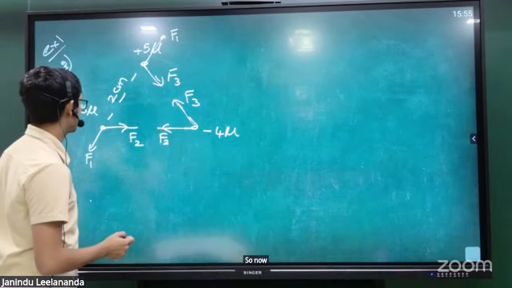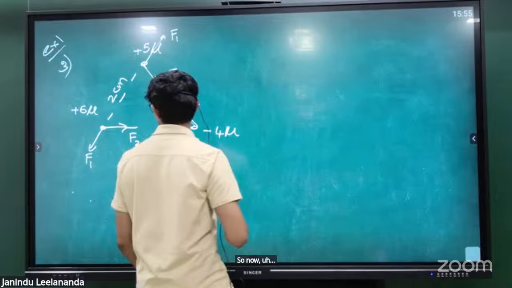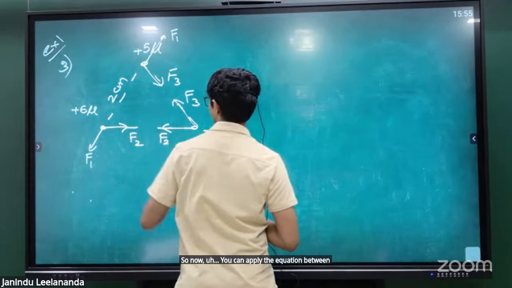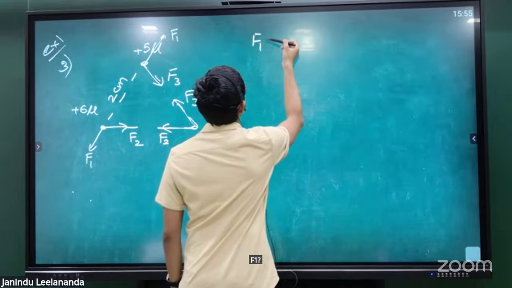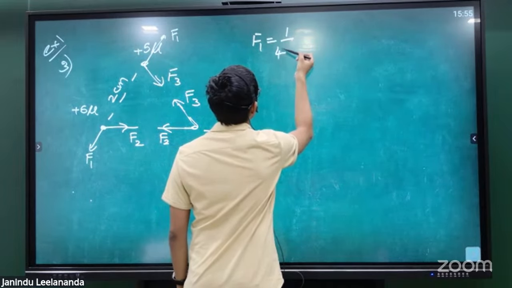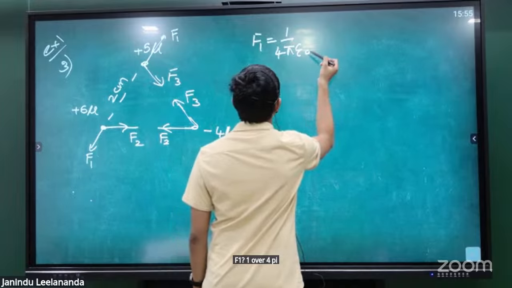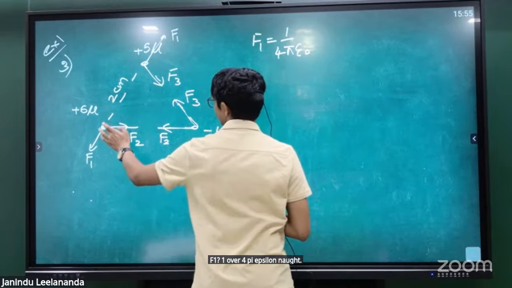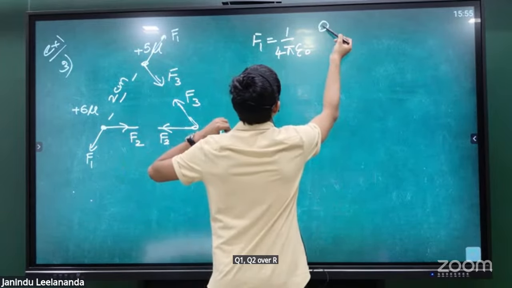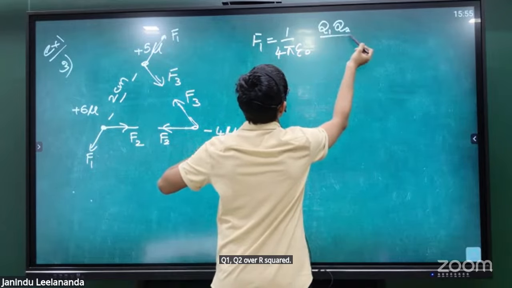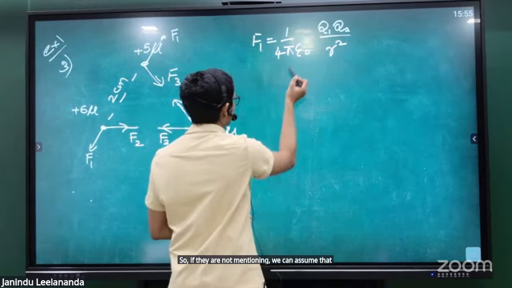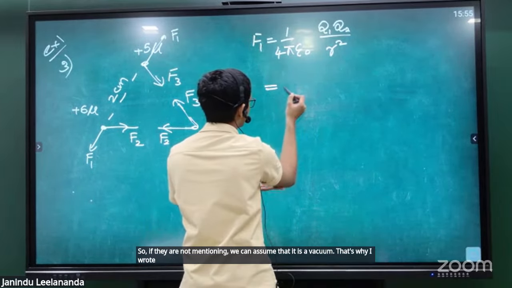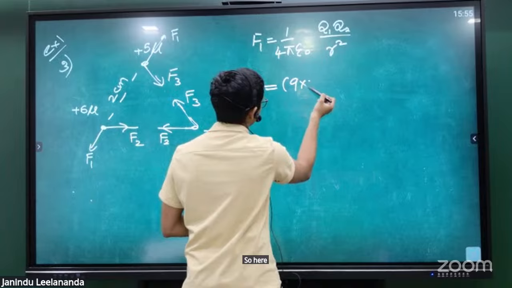So now you can apply the equation between this and this. F1 equals 1 over 4 pi epsilon naught Q1 Q2 over R squared. If they are not mentioning, we can assume that it is a vacuum. That's why I wrote epsilon naught. So here, 9 into 10 to the power 9.